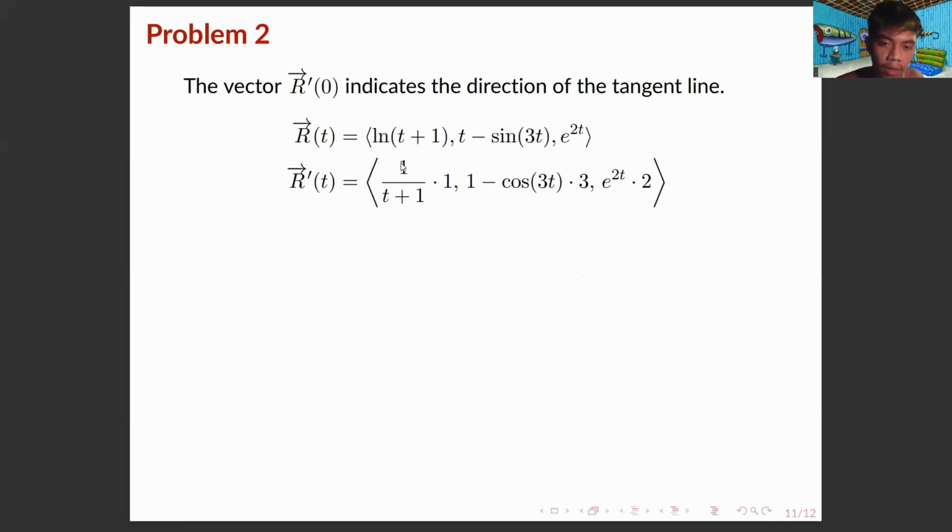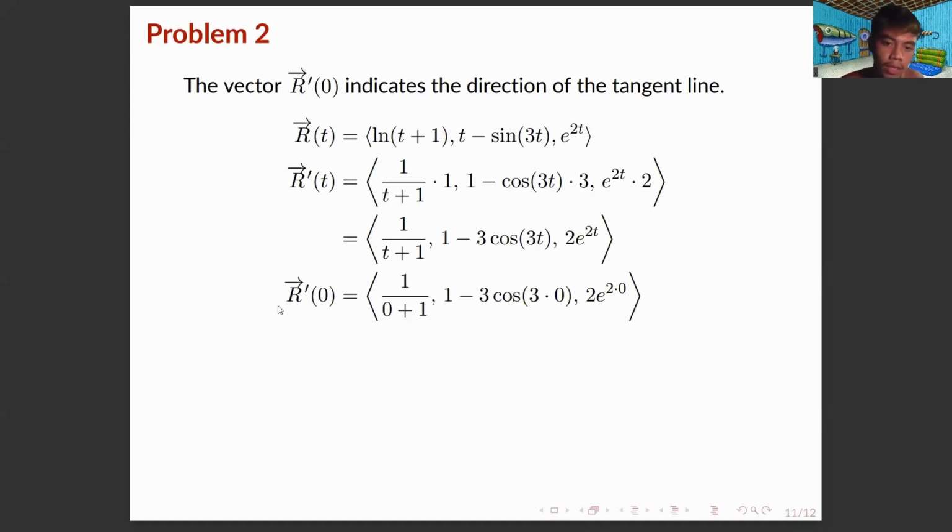And therefore, we have the derivative of natural log of t plus 1 is equal to 1 over t plus 1 times the derivative of the inner function, which is equal to 1. Okay, so for the second component, we have the derivative of t is 1, while the derivative of negative sine 3t is equal to negative cosine 3t times the derivative of the inner function, which is equal to 3. Okay, for the last one, we have e raised to 2t times the derivative of the exponent, which is equal to 2. And therefore, we have the following.